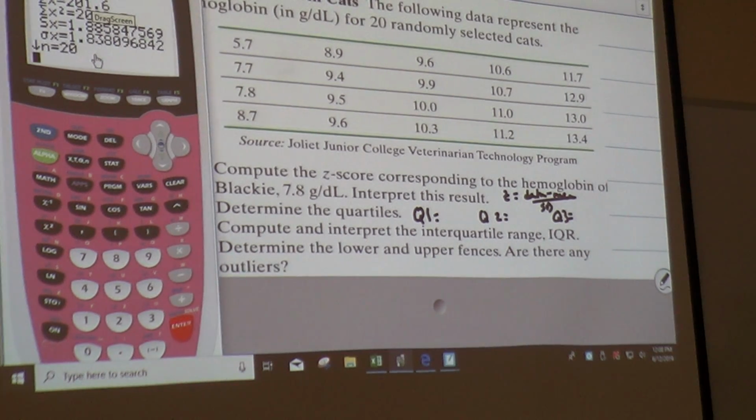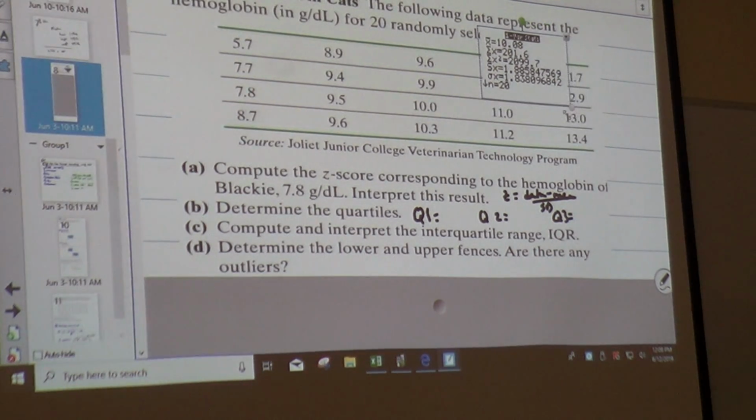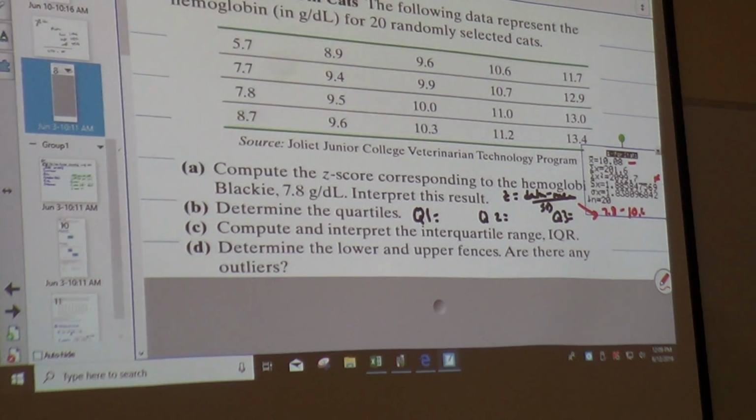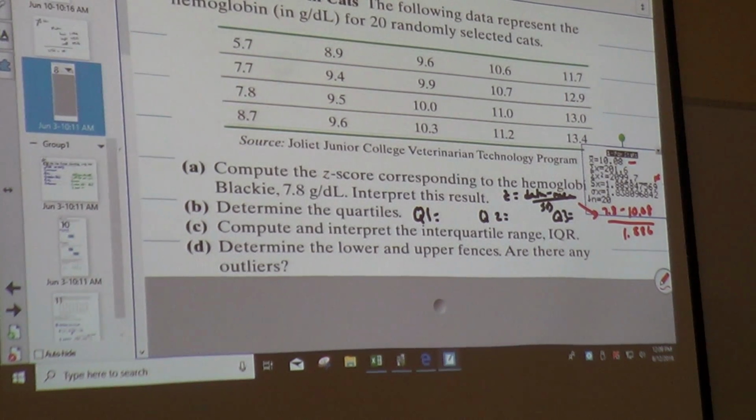Is this going to be a sample standard deviation, or is this going to be a population standard deviation? Sample. So I'm going to use this, and I'm going to use this. So it's going to be 7.8 minus my mean, which is 10.08, over 1.8858 or 886. So that is going to give me my z-score of, what did y'all get?